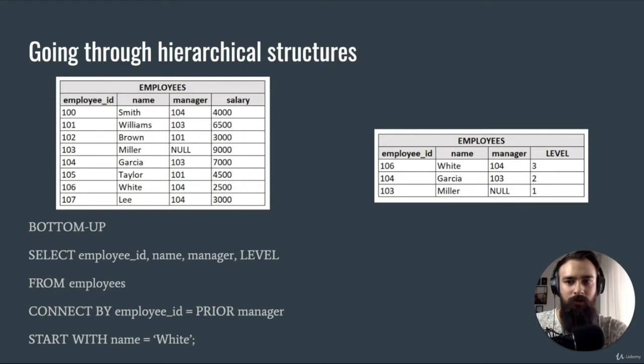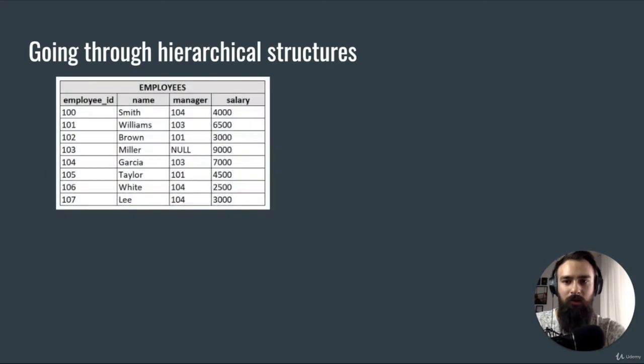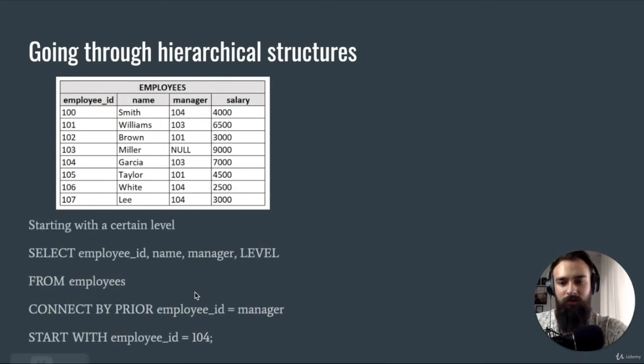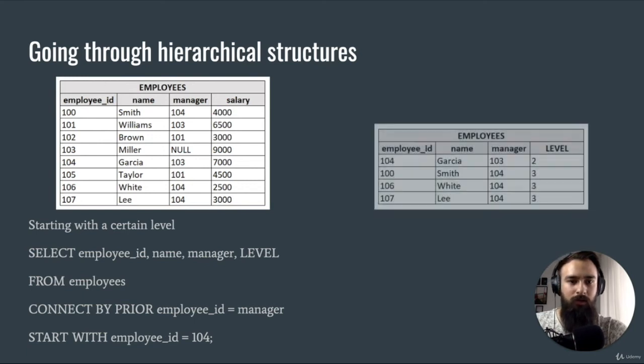The last way to go through this table is from the middle, meaning we can display the employees from top to bottom or from bottom up, but from a different level. So we can use the employee ID with ID 104, which is on the level 2, and then it will display not from the start but from somewhere in the middle. Employee Garcia being on level 2, and then the employees that have Garcia as manager.